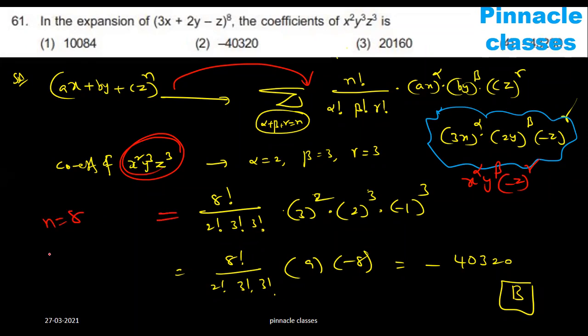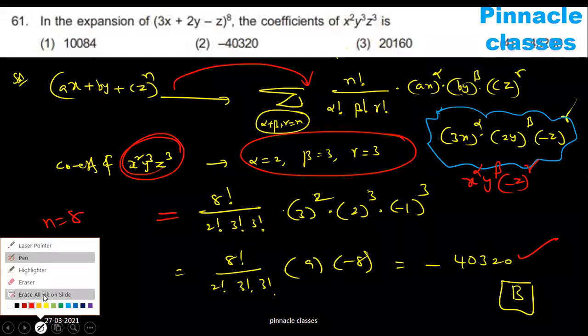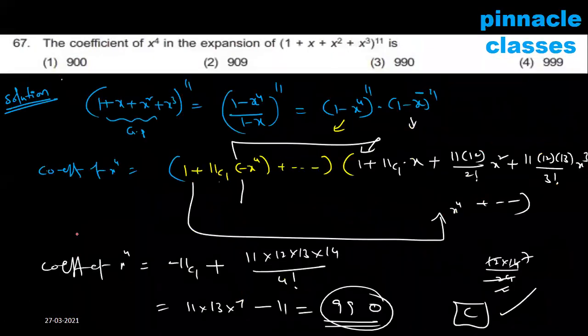Here n is how much? 8. Alpha is 2, beta is 3, gamma is 3. Substituting this and simplifying, we get minus 40,320. So this one was also discussed applying the GP concept.